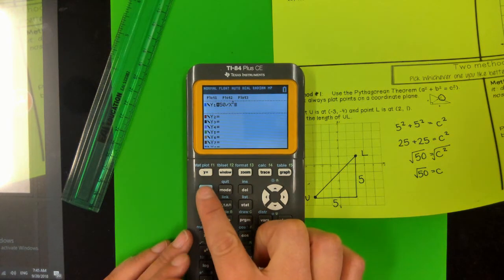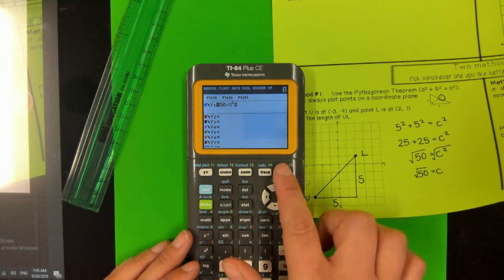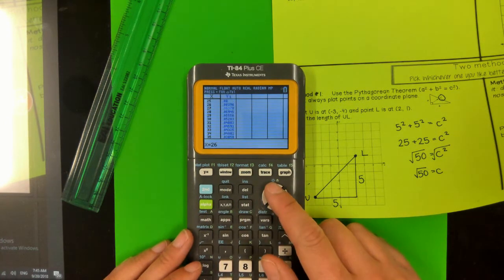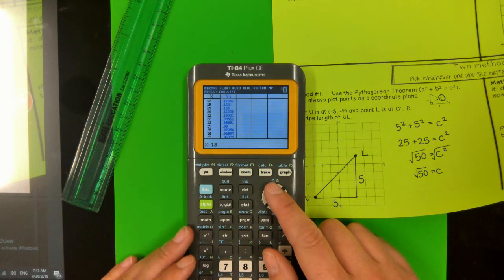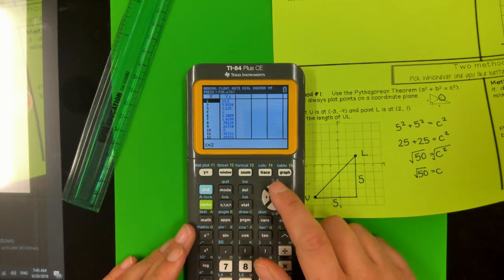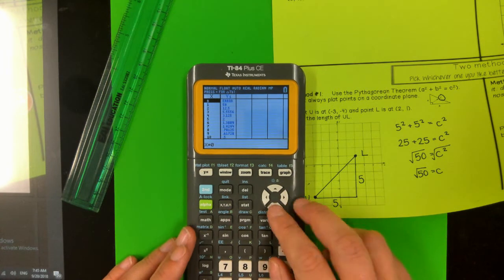And then I'm going to look at my table. So I'm going to go to graph, second graph. And you always want to start at 0. So apparently someone was bored and was just clicking stuff in here. So I'm going to start at 0, and it should always give me an error.